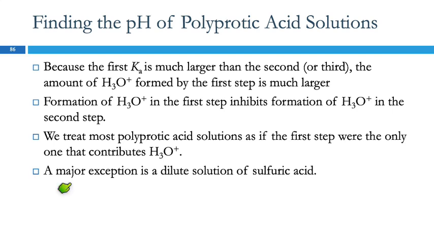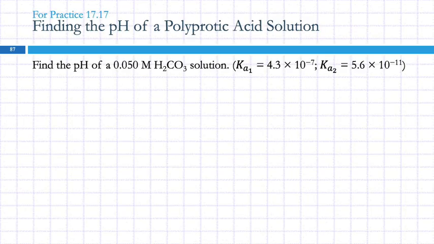A major exception, and something you need to be keeping in your memory, is if we have a dilute solution of sulfuric acid, then we cannot ignore that second step. So let's look at this one. This is a solution of carbonic acid. We are asked to find the pH. We're given the concentration of acid, 0.050 molar, and we're given the two ionization constants.